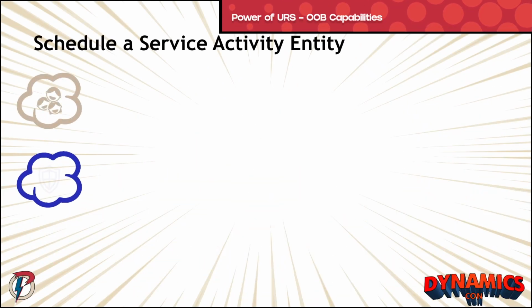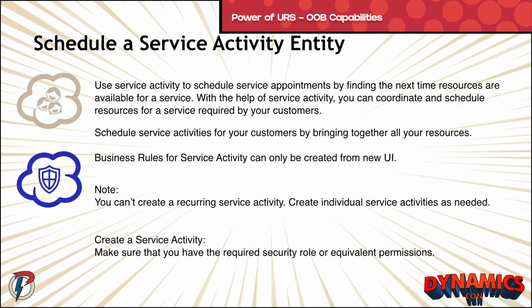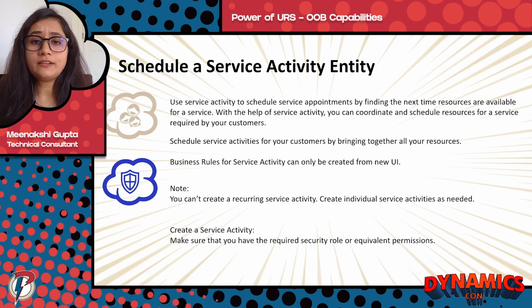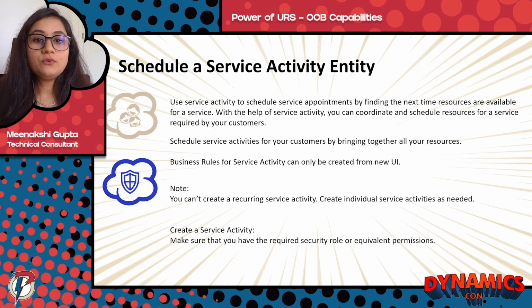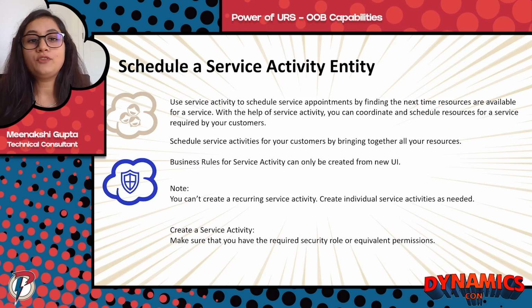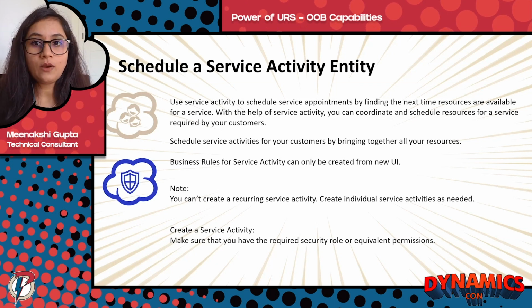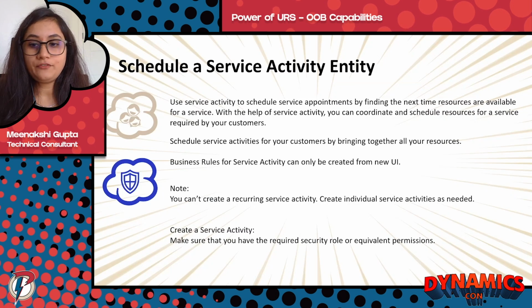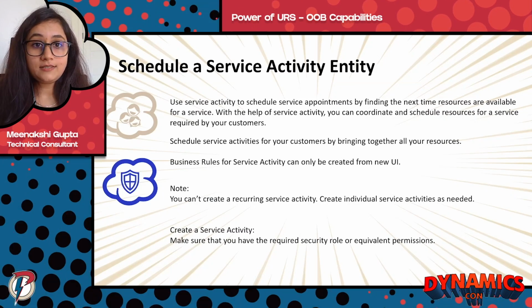Next, this is about scheduling a service activity entity. So I'll explain how I'm using the service activity entity for my scheduling purpose. There are a couple of things which I have noticed about the service activity entity. For example, if you want to have some rules to enable or disable fields, or the basic rule for the service activity entity, business rules cannot be created from the classic UI, so you have to use the new UI for that. It's not available from the classic one. And recurring service activity is not possible. You need to create individual service activities. So this is a little about the service activity entity, and I'll definitely show you how I use that in my system.